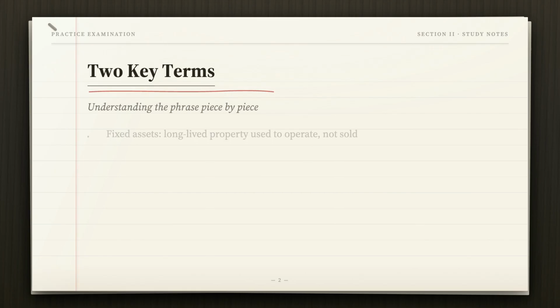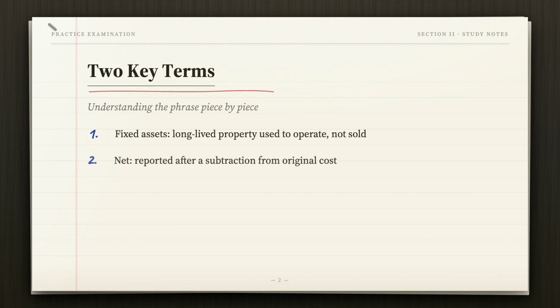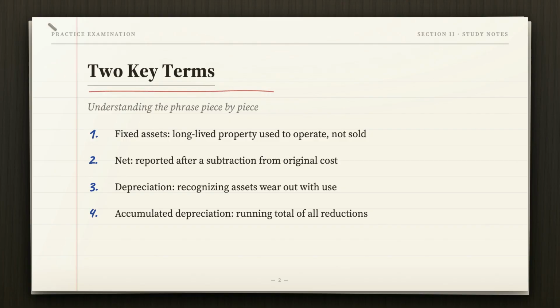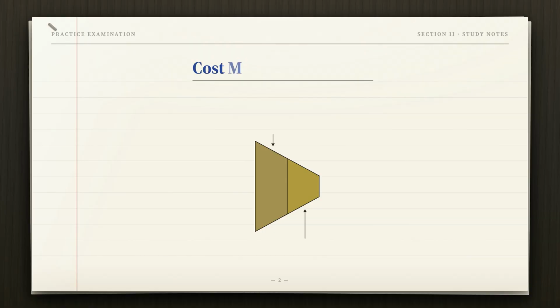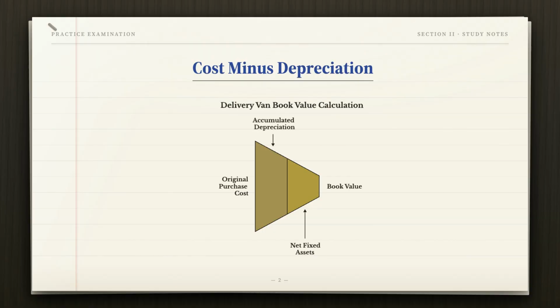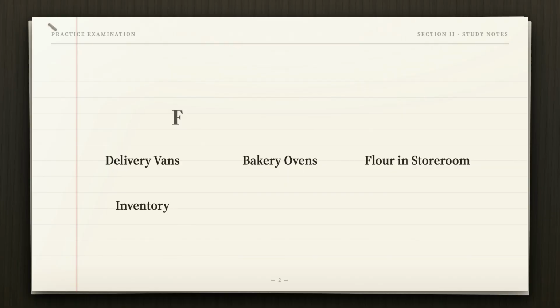Fixed assets are the long-lived, productive things a company uses to operate, like land, buildings, machinery, and vehicles. Net means something has been subtracted from cost, and that something is accumulated depreciation, the running total of value chipped away each year the asset serves the business. Picture the van's original cost, then a slice of accumulated depreciation subtracted for each year of service. What's left is net fixed assets, the book value, and it naturally sits below the original price tag.